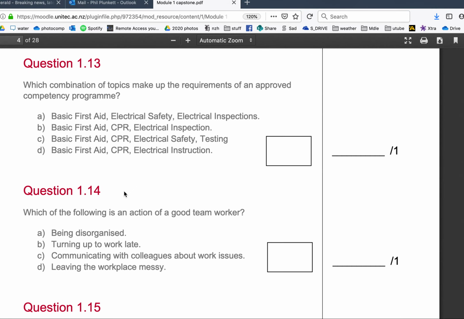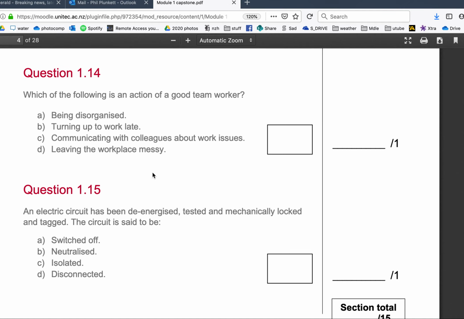What combinations make up the requirement of the competency program? We've got to do the competency program every 2 years once you've got your registration, and there are 4 parts to it. There's first aid and CPR, and you've got to do electrical safety and testing. So it's this one here. Okay, first aid, CPR, electrical safety, testing. 4 elements.